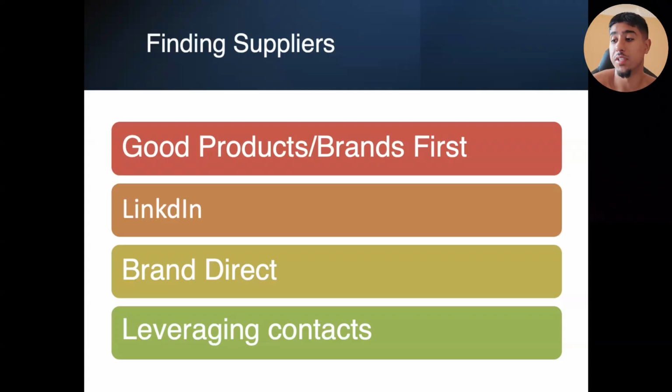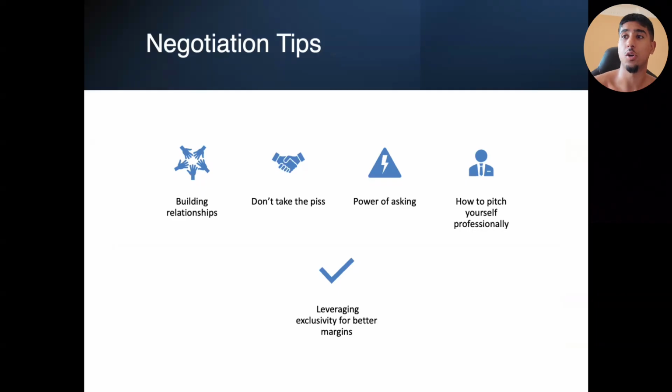And then you need to try and convince them to open up an account with you. So that goes on to negotiation tips, which is, it's all about building relationships, Amazon Wholesale. It's all about building a relationship that's going to be long-term. Again, power of asking, always ask. So when it comes to pricing, for example, always maybe ask for better pricing. Don't feel scared. Pitch yourself professionally as well.